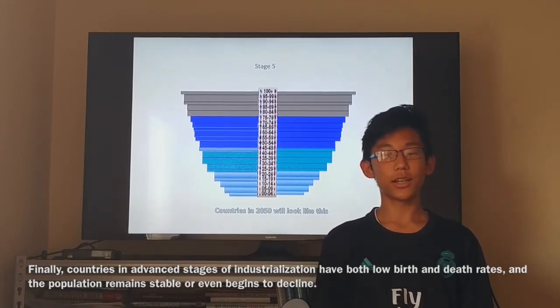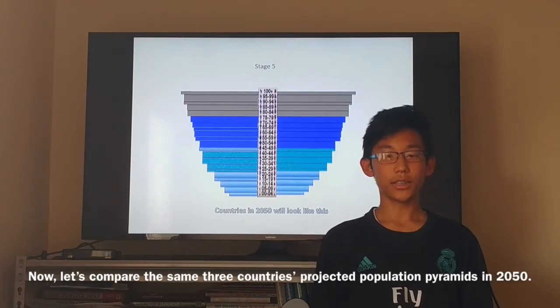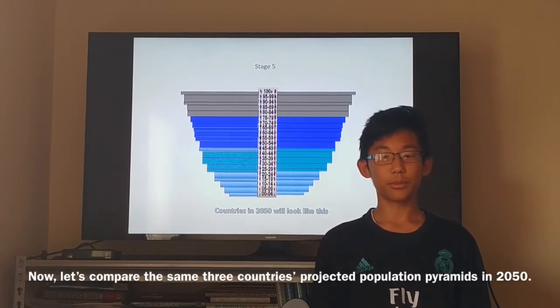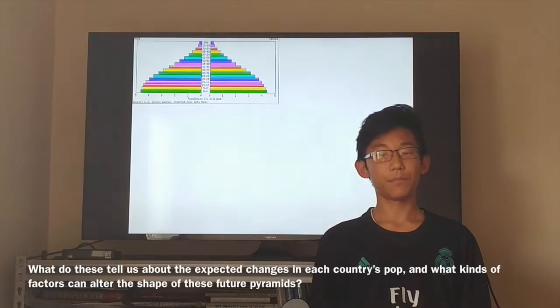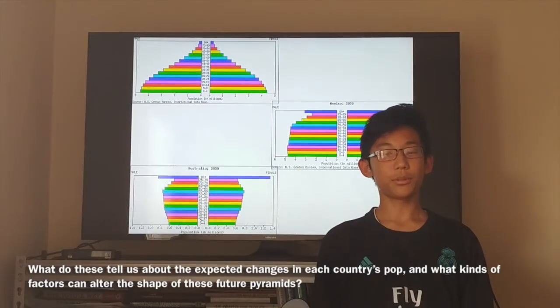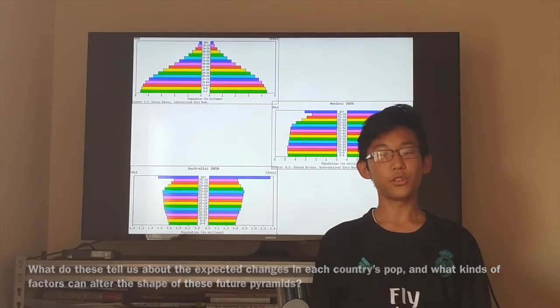Finally, countries in advanced stages of industrialization have both low birth and death rates, and the population remains stable or even begins to decline. Now let's see the same country's population pyramids in 2050. What do these tell us about the expected changes in each country's population, and what kinds of factors can alter the shape of these future pyramids?